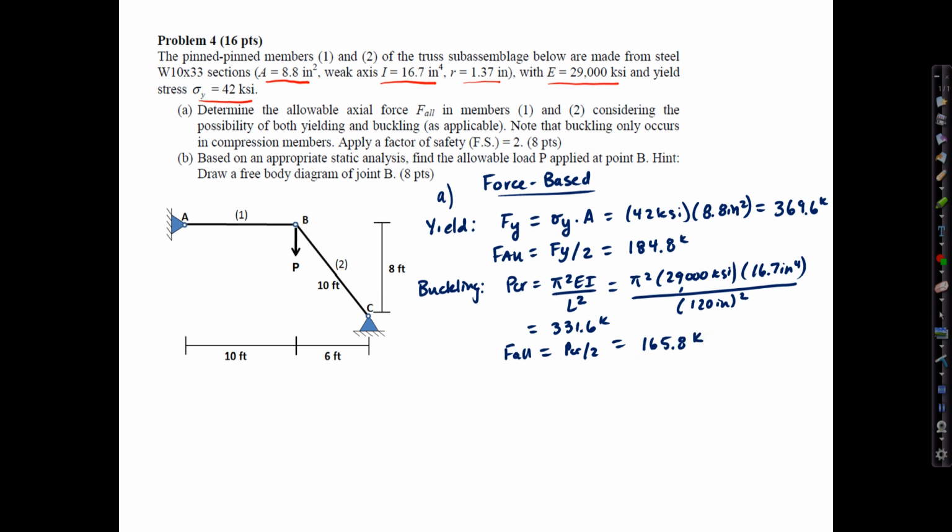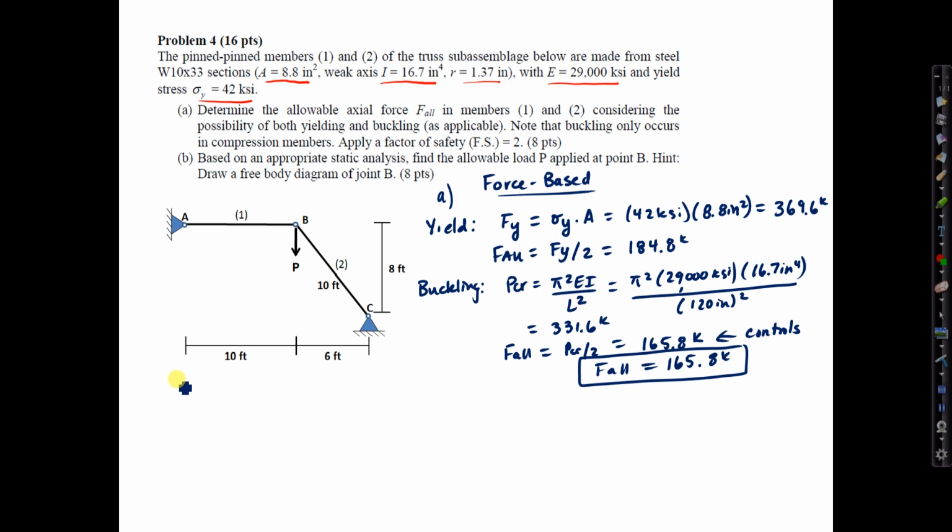165.8 kips. This is a maximum allowable force that can occur in the column, so the smaller value is going to control. That's this one right here. So we say F allowable equals 165.8 kips. You had to clearly indicate which of those two values controlled for full credit.